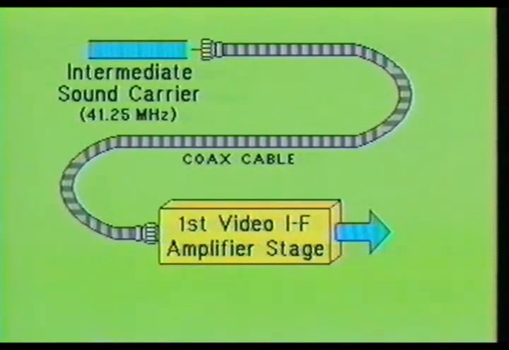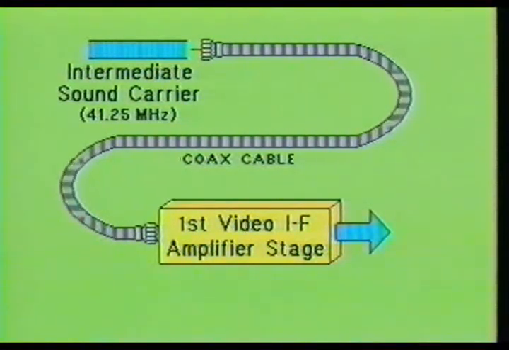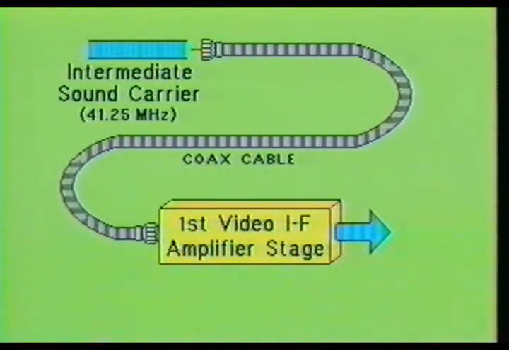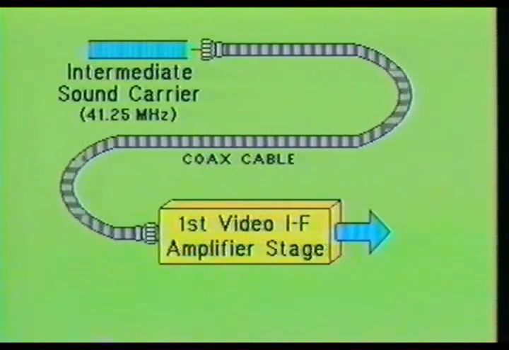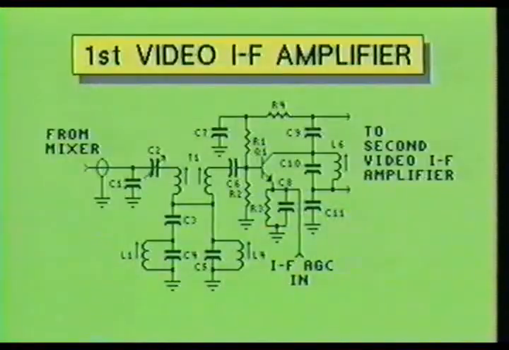The intermediate sound carrier leaves the mixer stage and is connected to the first video IF amplifier stage by a coax cable, usually 50 or 75 ohms. Here you see the first video IF amplifier stage the intermediate sound carrier must pass through. Only a very small portion of the IF sound carrier will get amplified compared to the amplification of other frequencies this amplifier handles. The 41.25 MHz IF sound carrier is capacitively coupled into the first video IF amplifier stage by a tuned capacitor C2.